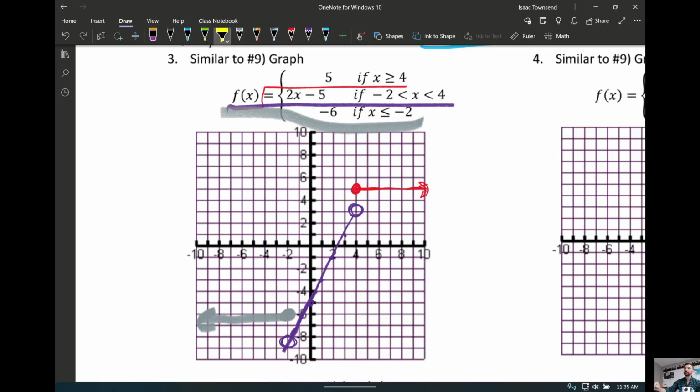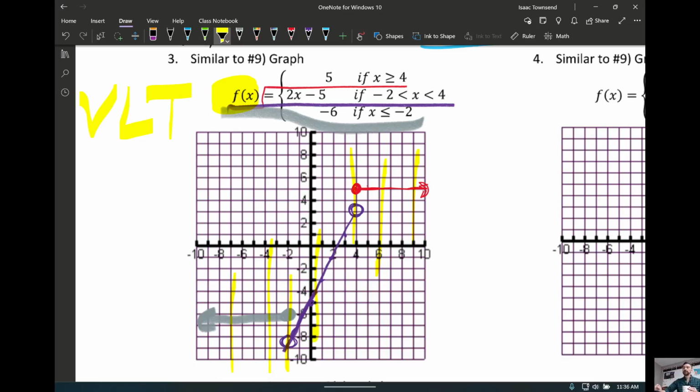Even better is if you take 5 more seconds and think about this: it's a function, so it's supposed to pass the vertical line test. Mine certainly passes the vertical line test. Even at x equals 4, it only hits once. Even at x equals -2, it only hits once. That's why the open circle, closed circle is important. If you make these both closed circles, it's not passing the vertical line test. That can't be correct.